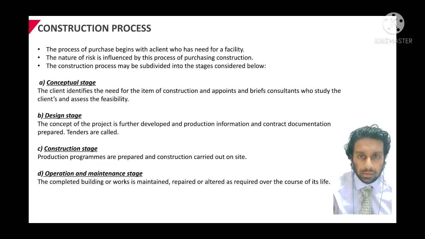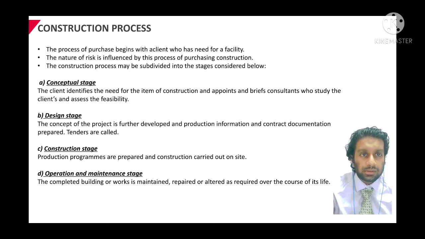Now, what is the construction process? The process of purchase begins with a client who has a need for a facility. The nature of risk is influenced by this process of purchasing construction. The construction process may be subdivided into the stages considered below. In this construction process, there are certain stages required.